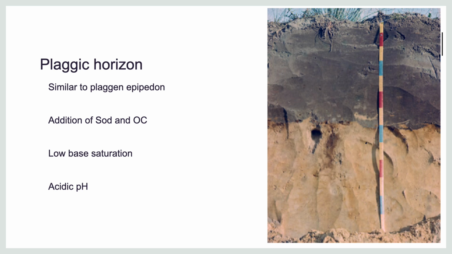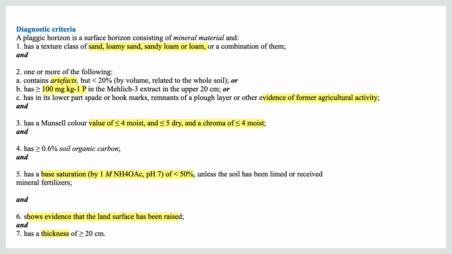So people start to excavate organic matter from the forest, bring the organic material, and incorporate it and mix it with the soil, especially using some kind of tools. And this kind of mix creates the plaggic horizon. The plaggic horizon expresses a dark color, a low base saturation, an acidic pH, and at least a medium organic carbon content because of the addition of organic materials from the surrounding areas.